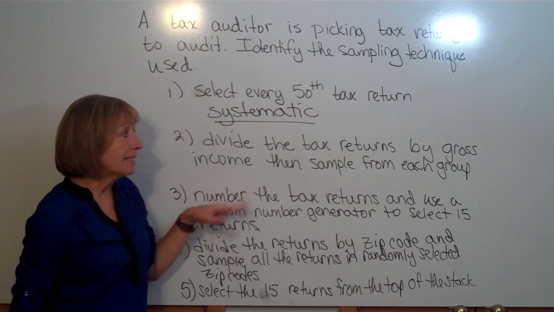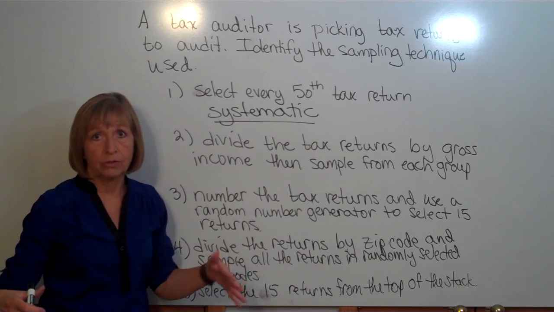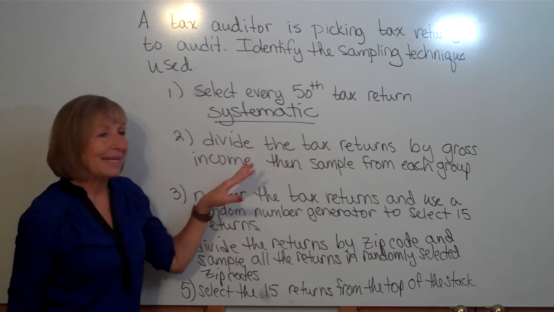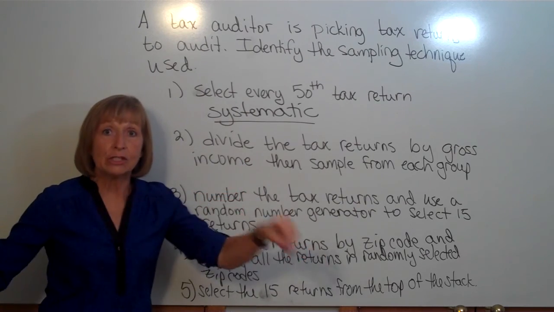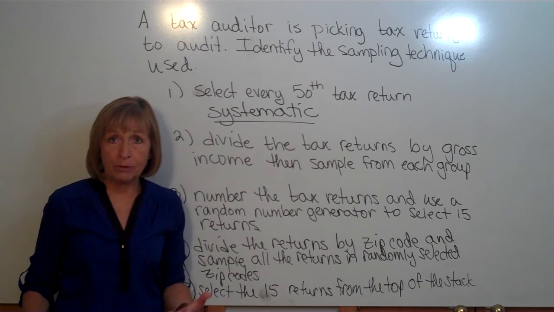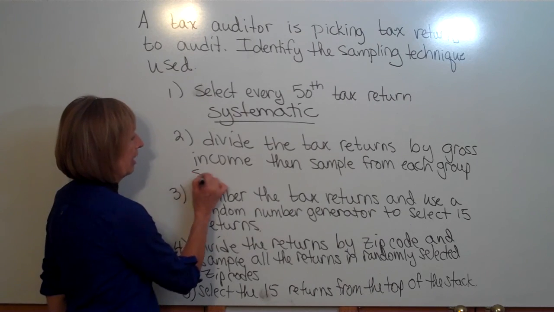Next, it says divide the tax returns by gross income. So I'm taking the tax returns and I'm putting the piles by gross income and then sample from each group. So if I've divided it up into non-overlapping groups and I'm sampling from each group, that is stratified.